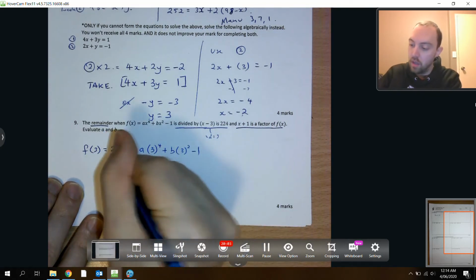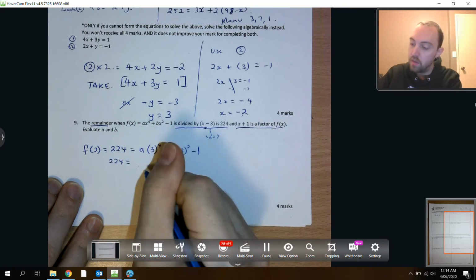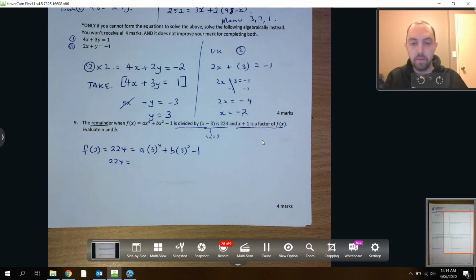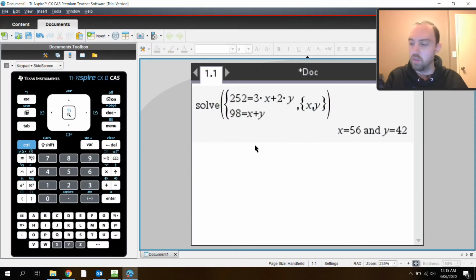Let's simplify just a little bit. 3 to the power of 4 is 243, I think. 3 to the power of 4, no, my bad, 81a plus 9b take 1. This is why we use a calculator, because guessing's going to make mistakes. So that is equation 1.